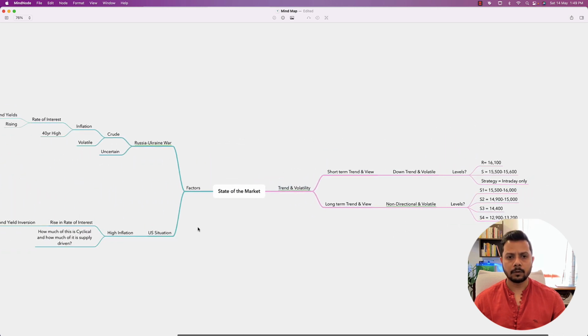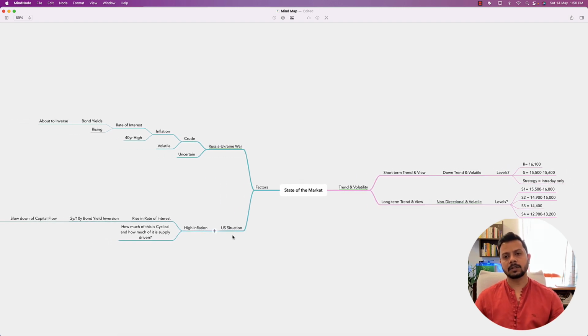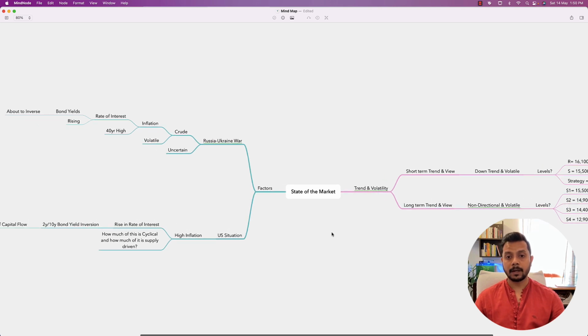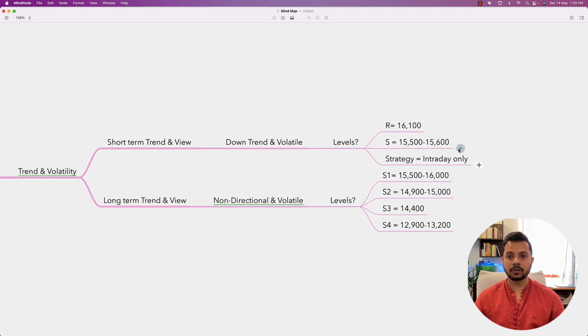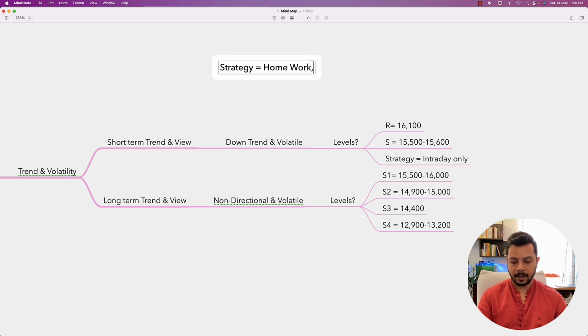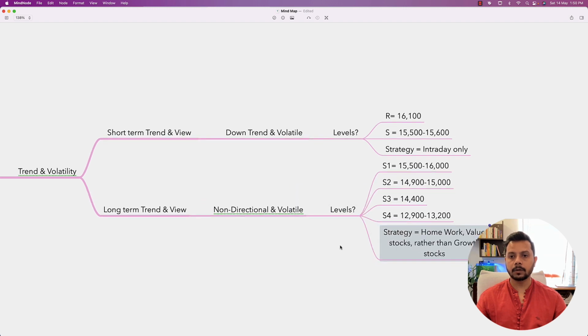I hope that you found this approach useful. Let's see what's in store. By the way, I need to finish by sharing what your strategy should be as a long-term investor. For the short term, I said that you should stick only to intraday. And strategy-wise, for an investor, I think this is the right time to do some good homework. Do some homework and find some value stocks rather than growth stocks. This is not the time to accumulate or run behind growth counters. This is where you will start to seek value stocks.